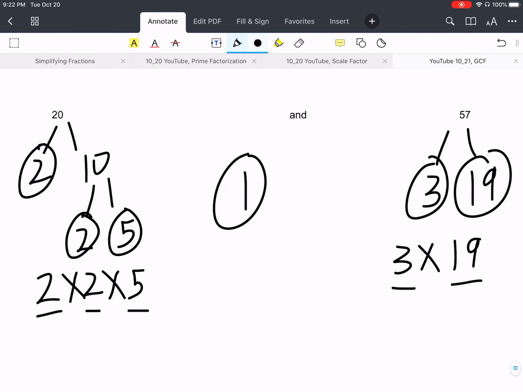So on your assignment today, you're given a pair of numbers. Draw out your 2 factor trees and find the greatest common factor. I understand that a lot of you are able to find these in your head, but I would still like you to draw the factor trees. Thanks.